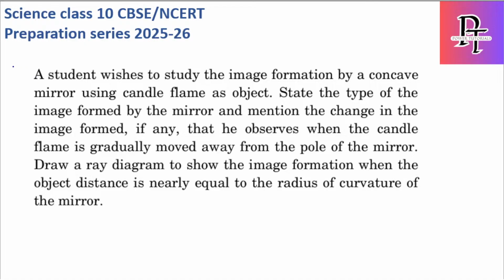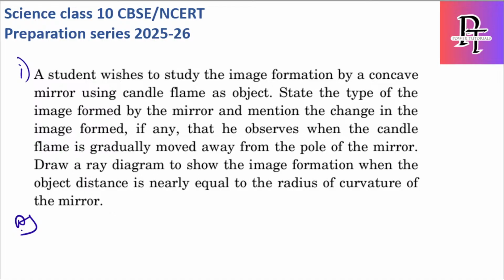Okay, this is for 5 marks and this is the first part of it. A student wishes to study the image formation by a concave mirror using a candle flame as object. State the type of image formed by the mirror and mention the change in the image formed, if any, that he observes when the candle flame is gradually moved away from the pole of the mirror.